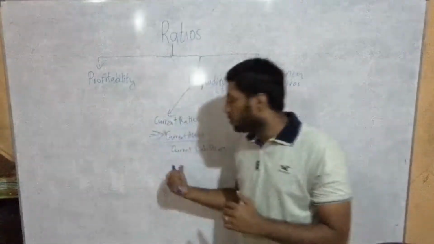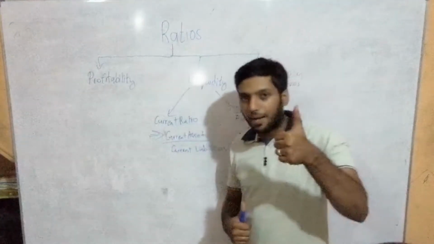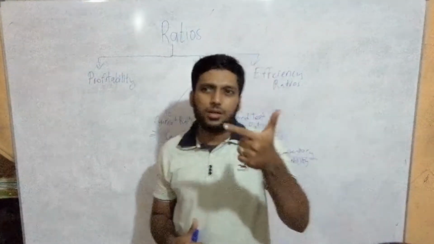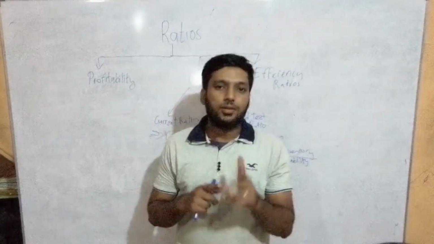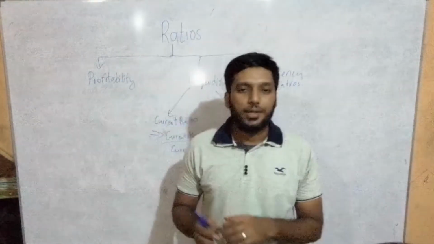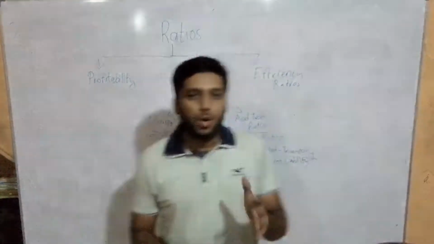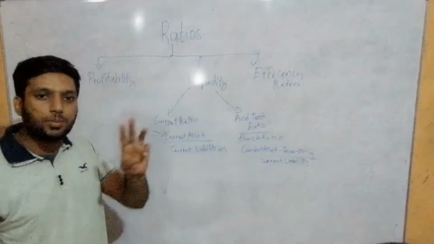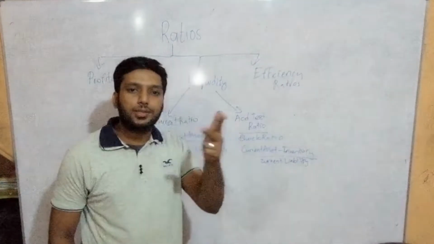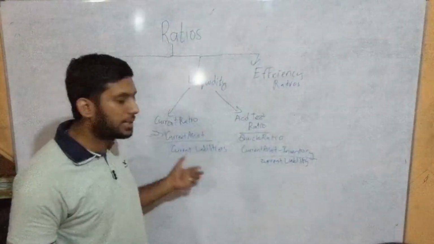In current liabilities, you might be given most of the time bank overdraft, trade payables, and accrued liability. So accrued payables or accruals, all this will come under current liability. So remember, bank overdraft, trade payables, or accruals. So these 3 can make current liabilities.